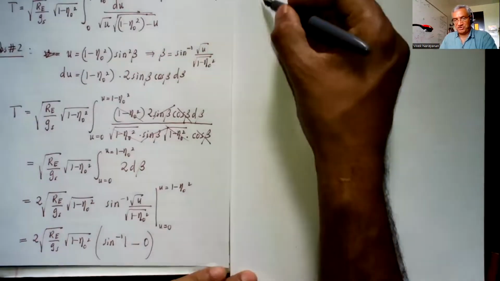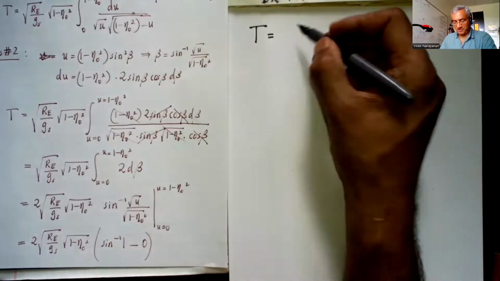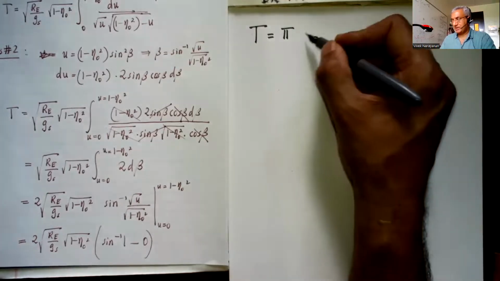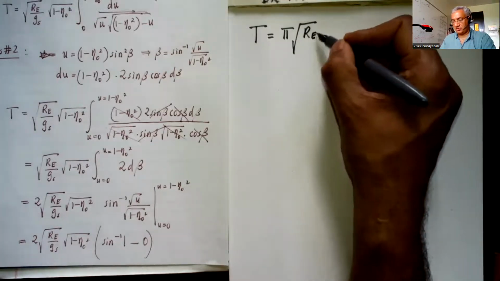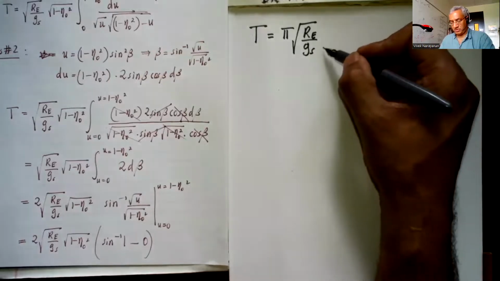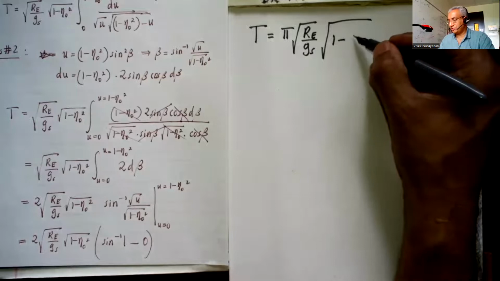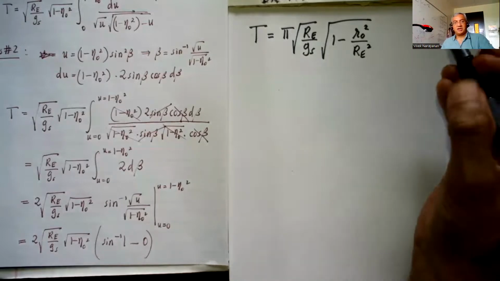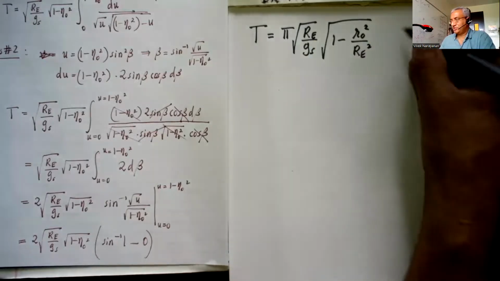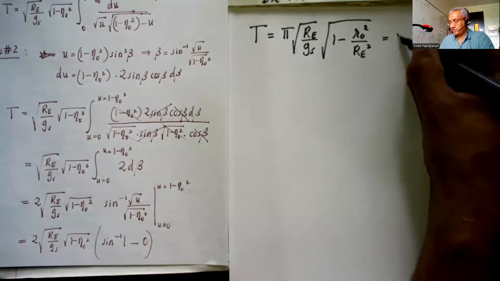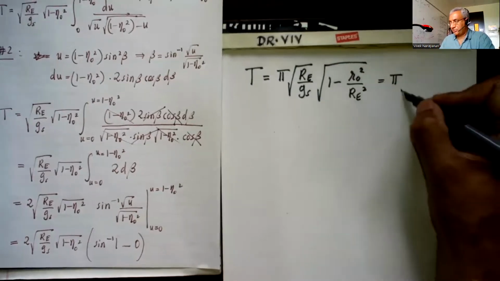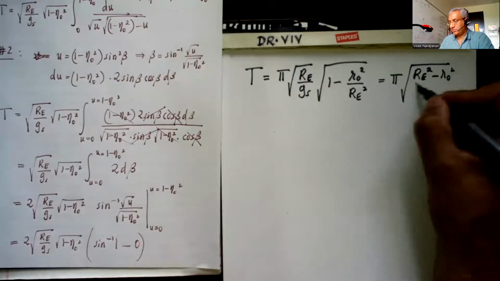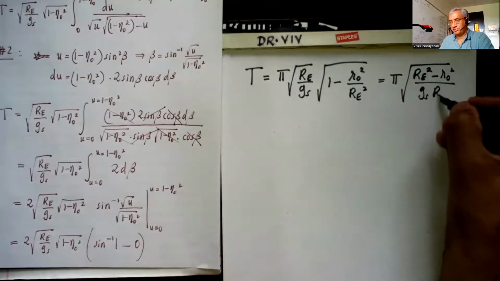So the transit time through the gravity tunnel is now finally determined. That's pi over 2 times 2, so that's just pi times the square root of r sub e over g sub s, and the square root of 1 minus eta naught squared, which is just r naught squared over r_e squared. Let me take r sub e inside, just to give it a neat appearance. So that gives me pi times the square root of (r_e squared minus r naught squared) over (g sub s times r sub e).